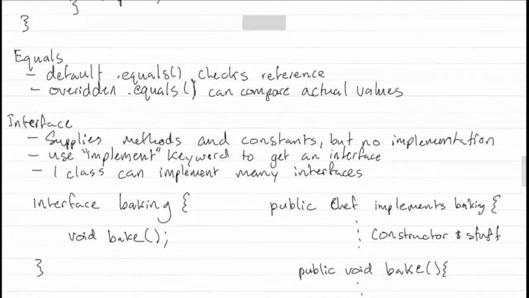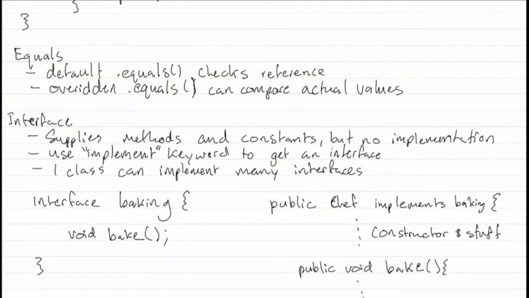Moving on, let's talk a little bit about equals. By default, any class will have an equals method, and all that equals method does is check the reference to see if it's the same object. It checks the memory location and sees, okay, are we using the same object here? Cool, we are, that's true. If we're not, it's false.